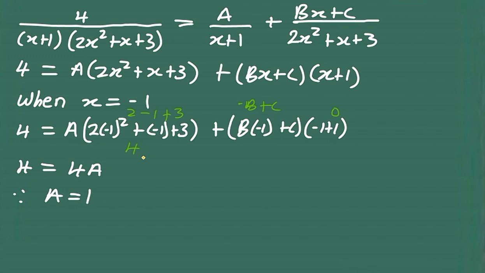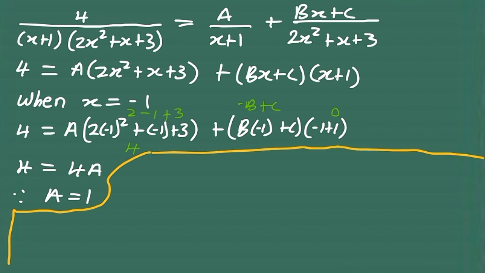Then the next thing we are going to look at is to find b and c. Now we are going to expand this expression. So this is going to be 4 equals, take a multiplied by all the terms inside the bracket. So this will give us 2ax squared plus ax plus 3a.